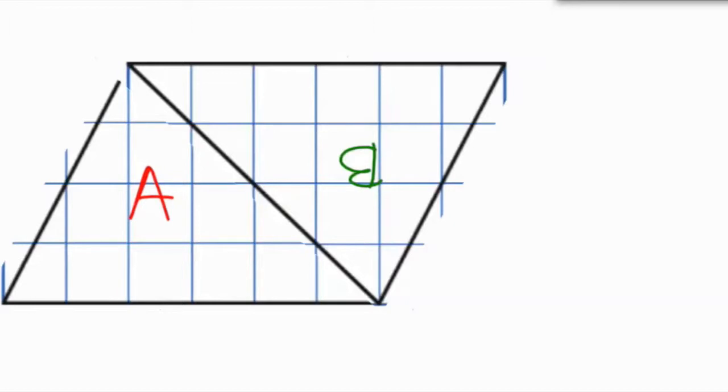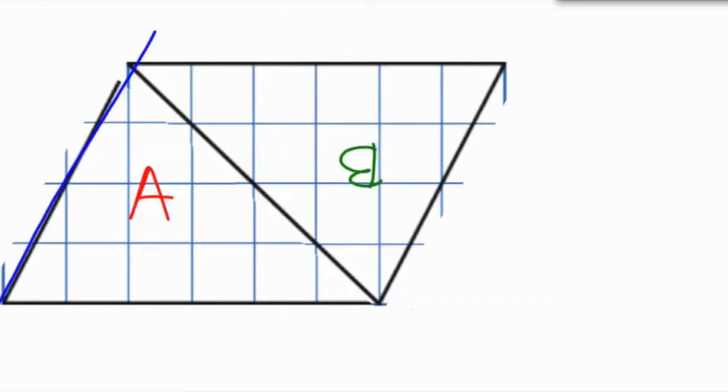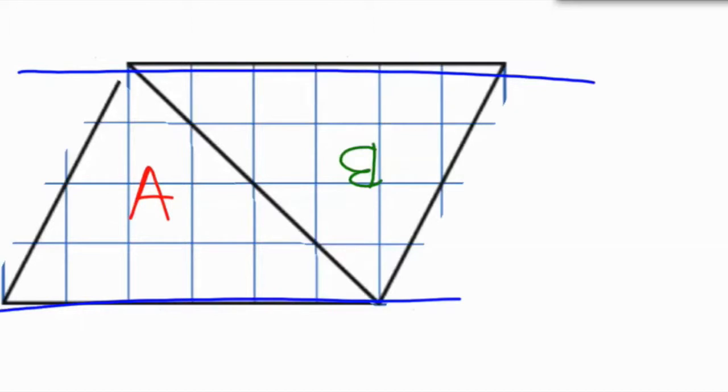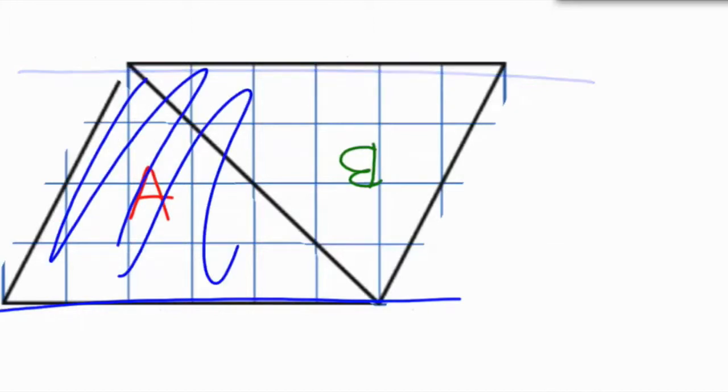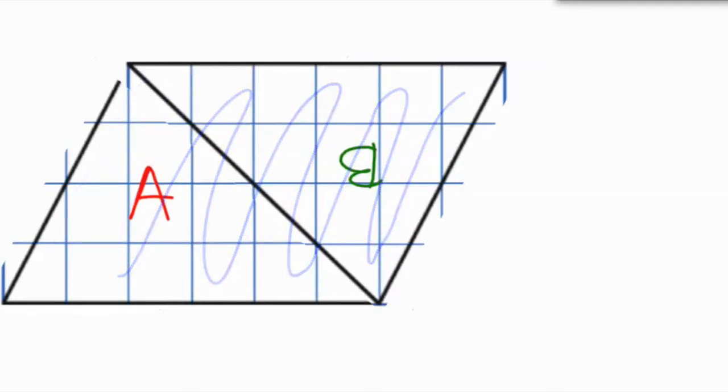And let's remind ourselves of what a parallelogram is. A parallelogram is a polygon that has two sets of parallel sides. Here's one set of parallel sides, and here's my next set of parallel sides. And we learned a couple days ago how to find the area of parallelograms. We could have added up each individual square and counted them up, but we came up with a formula. The formula to find this area was to multiply our base times our height.